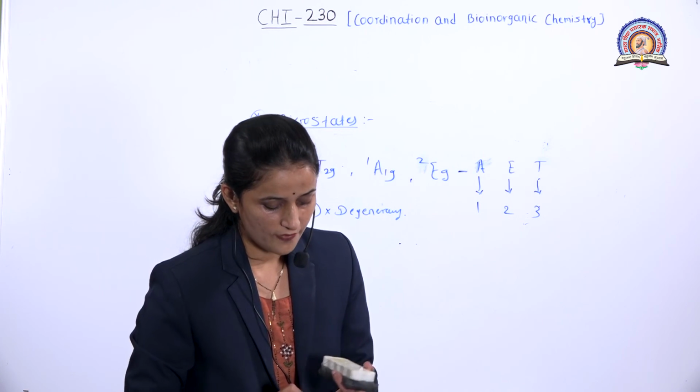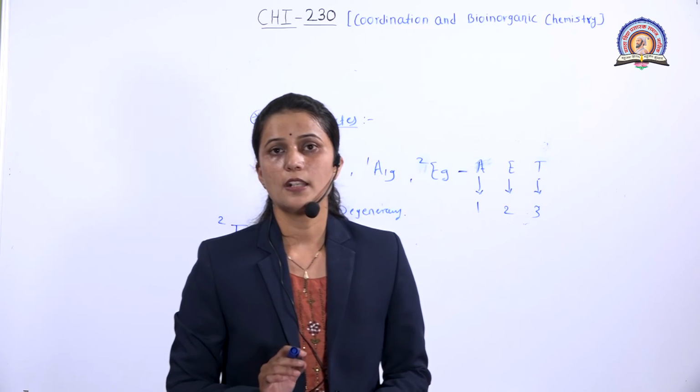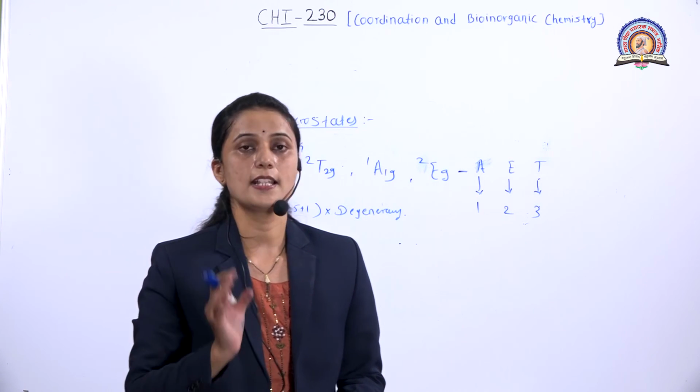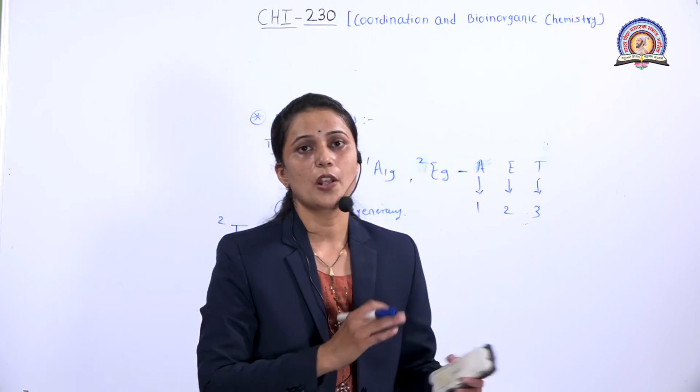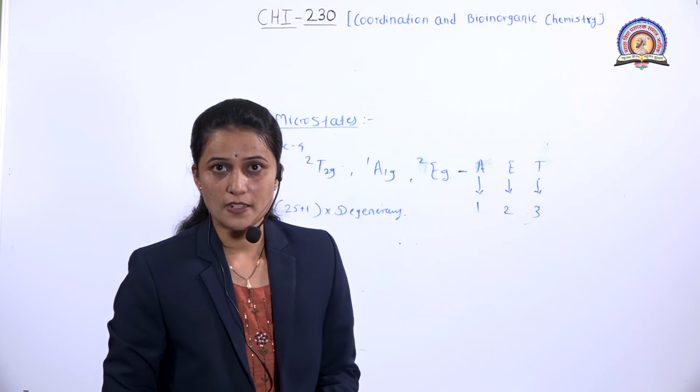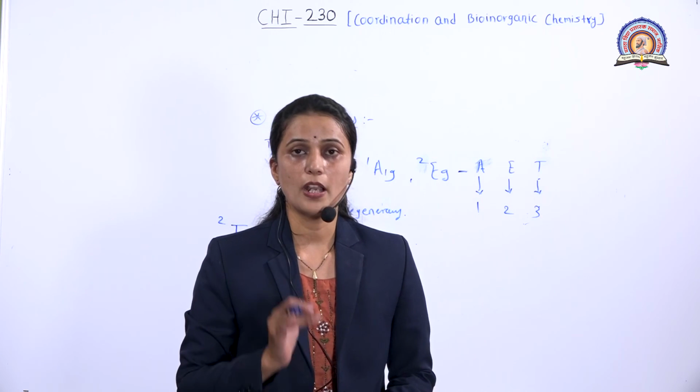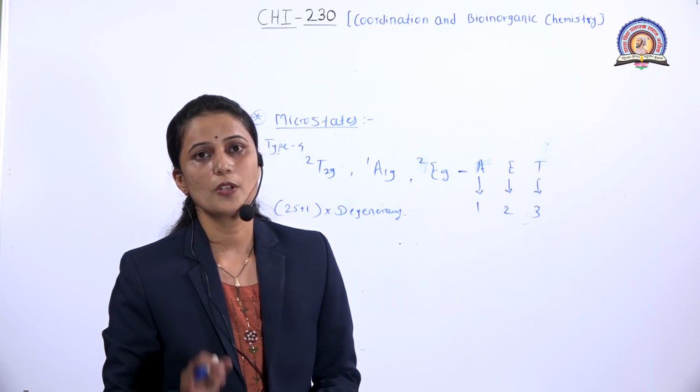So students, we have seen here how to calculate the number of microstates in 4 cases. If a configuration is given, the formula is different. If any term is given, the formula is different. And if a Mulliken symbol is given, the formula is different.